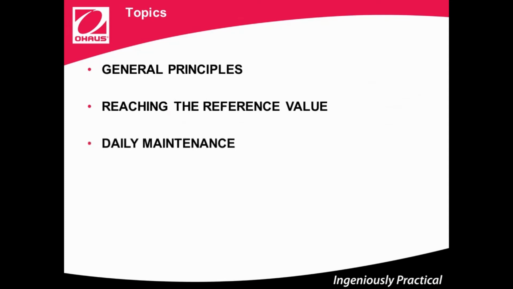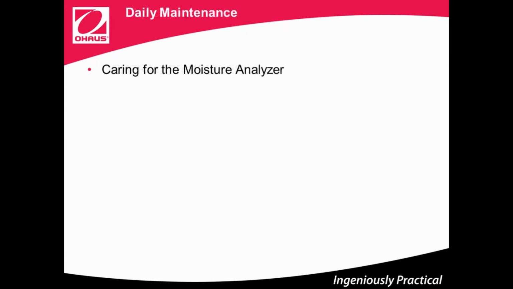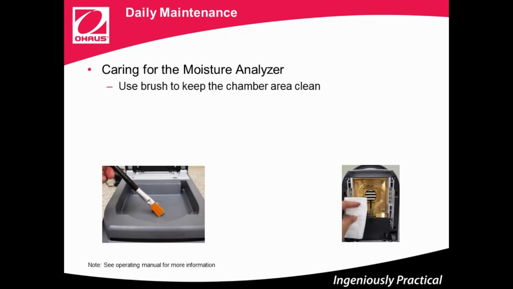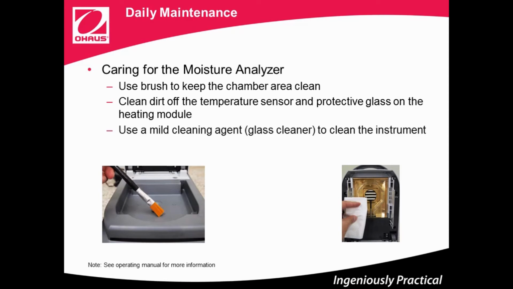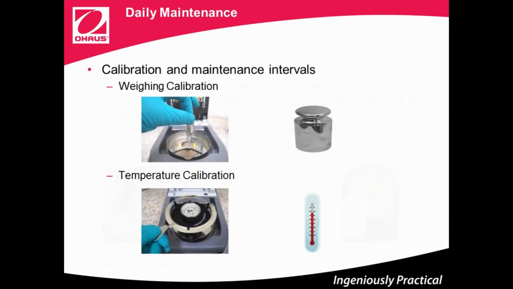Daily maintenance. To ensure precise measurement results, observe the following information about care, calibration, and maintenance. Caring for the moisture analyzer. Use a brush to keep the chamber area clean. Clean dirt off the temperature sensor and protective glass on the heating module. Use a mild cleaning agent, glass cleaner, to clean the instrument.